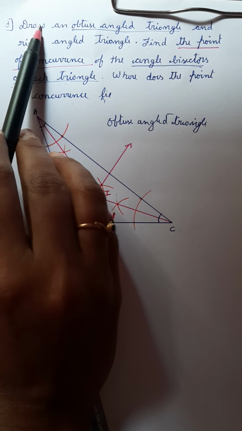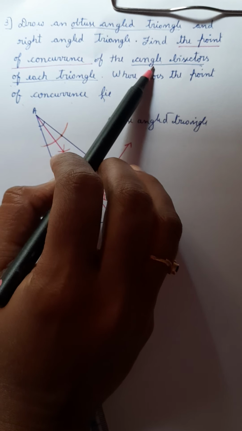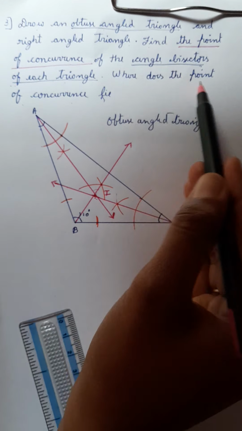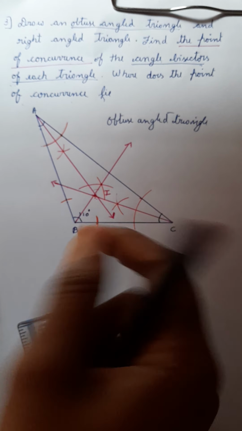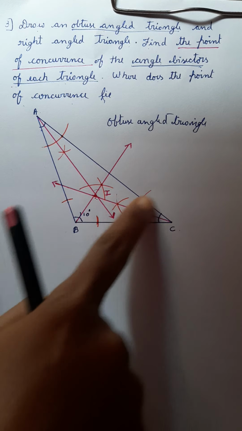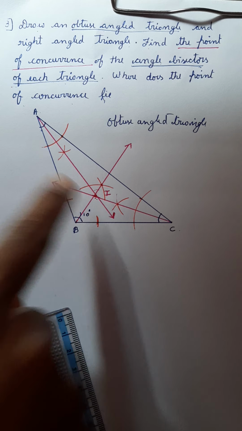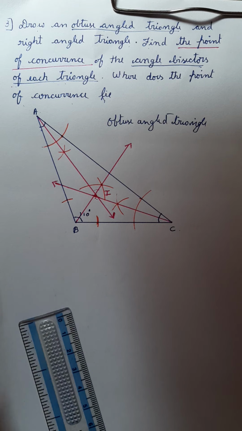Try to understand again. Draw an obtuse angle triangle. Find the point of concurrence of the angle bisectors. So the angle bisectors are here. Where does the point of concurrence lie? This point of concurrence lies inside the triangle. Inside a triangle. So similarly, one more, that is a right angle triangle.